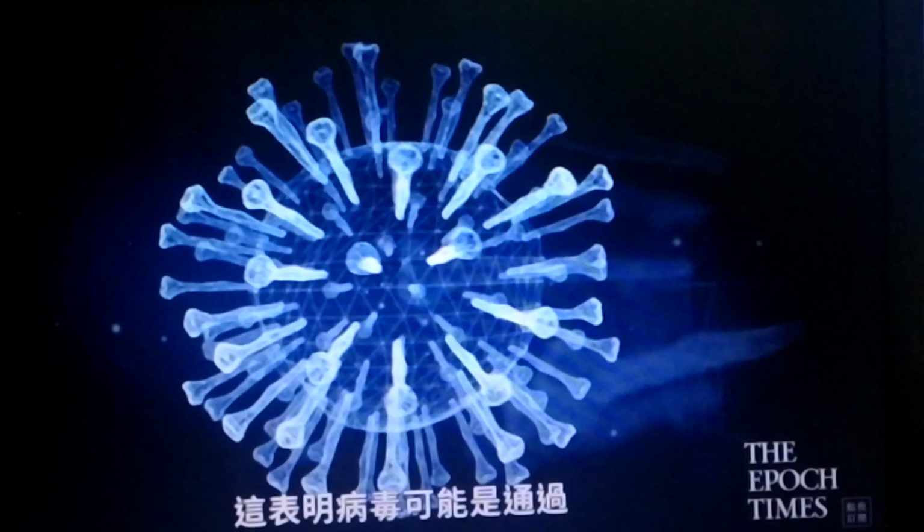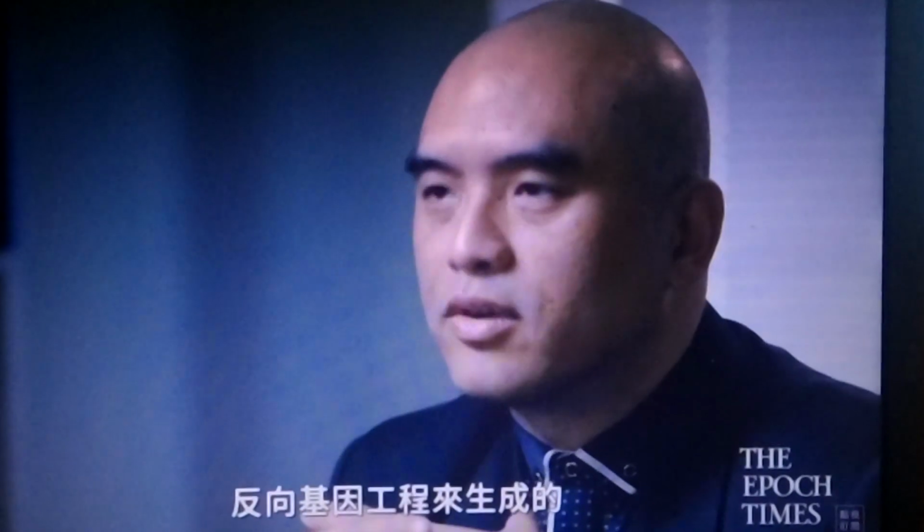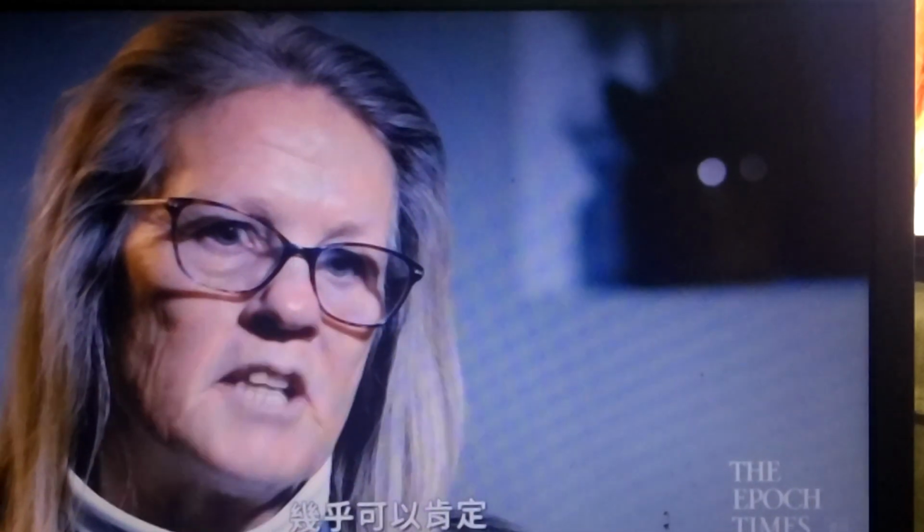Hard to see proteins 100% identical in virus jump species. And so that was suggesting maybe the virus could be generated with a reverse engineer process. I certainly believe that the 100% amino acid similarity says it can't possibly be a natural mutation. It almost certainly is a recombination event that was laboratory driven.